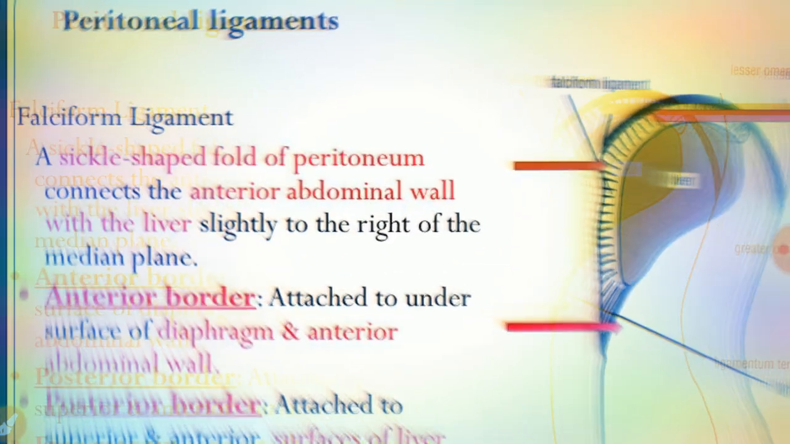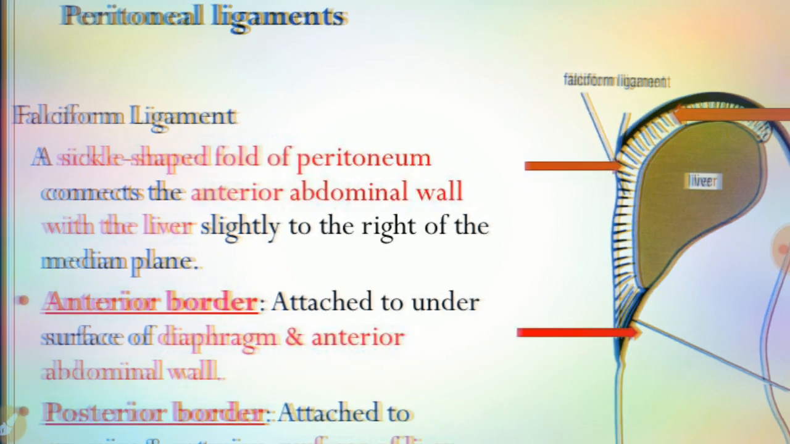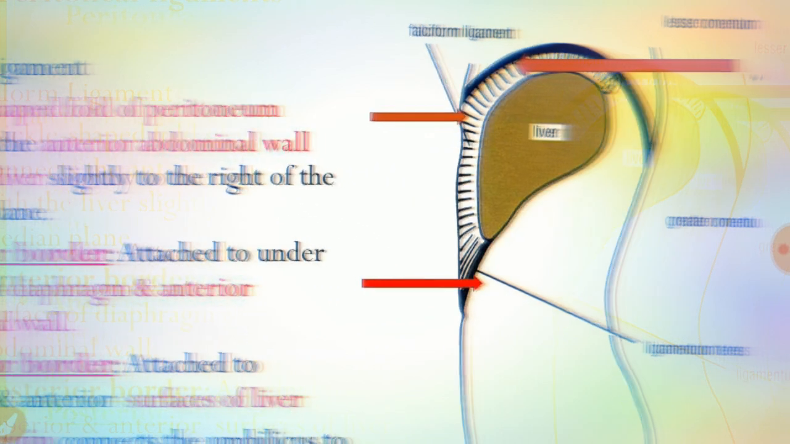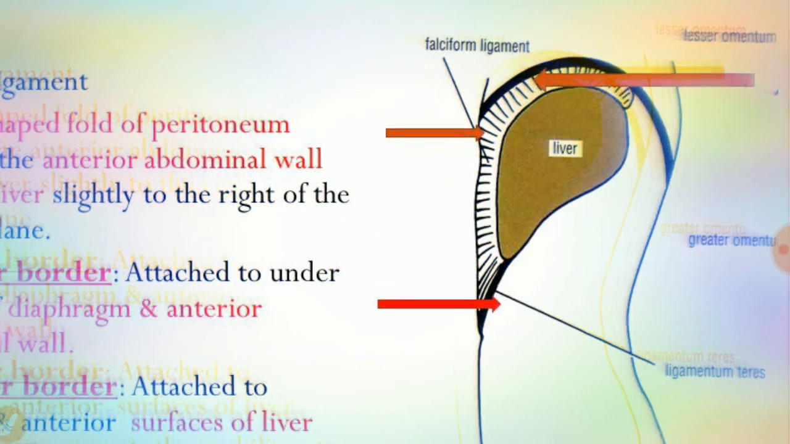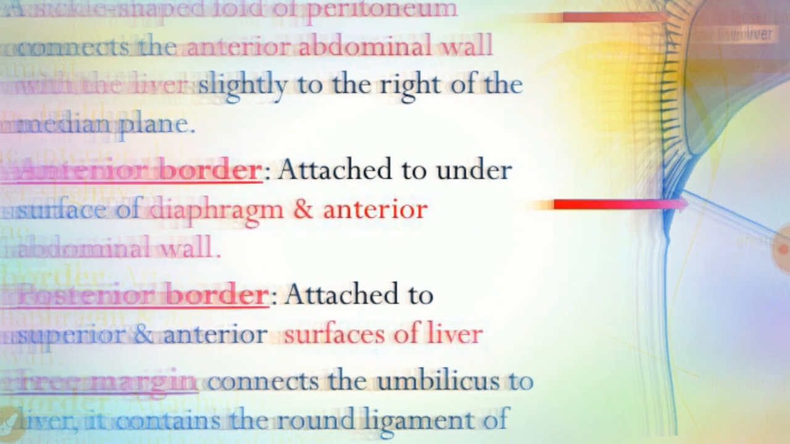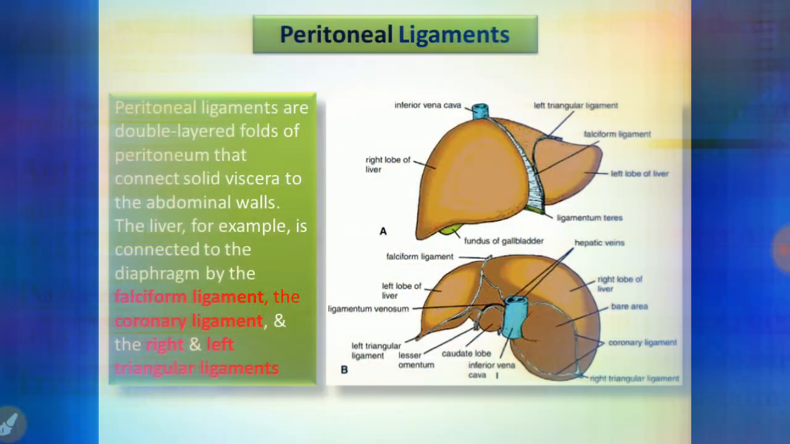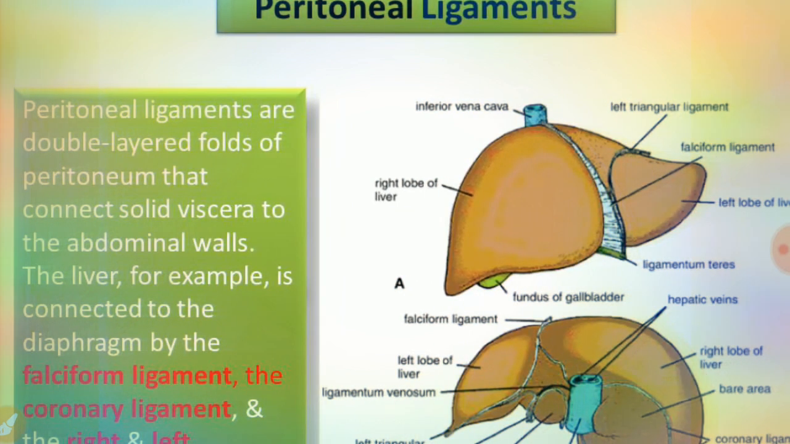So here the falciform ligament. In this picture you are able to see the greater omentum and lesser omentum, same picture. See here, these are the peritoneal ligaments.